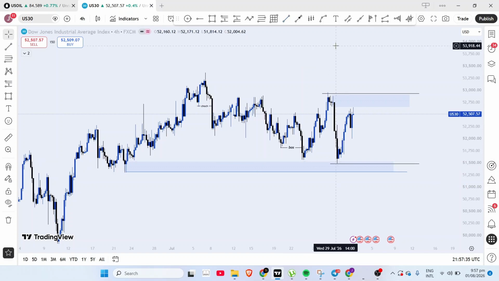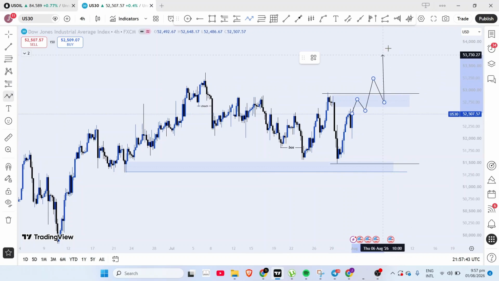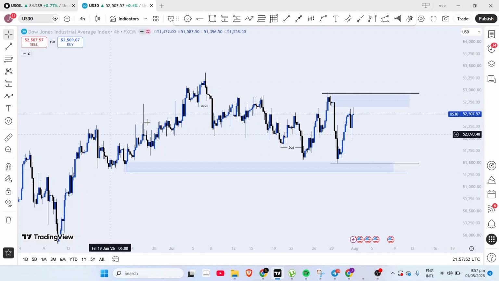So I'm speculating EURUSD to keep going higher. I'm expecting EURUSD to keep going higher. No, sorry, US30. This US30, I'm expecting it to keep going higher. So that's what we have.